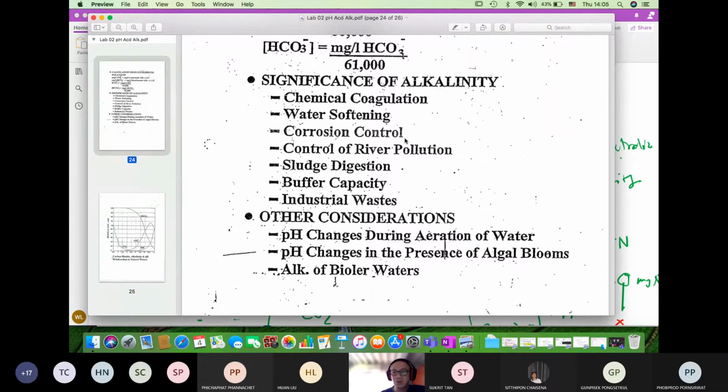For corrosion control, alkalinity is the natural buffer system. If the water contains a certain amount of alkalinity, then we are sure that the corrosion can be prolonged. Like the pipe, if we can use it for just 2 years, then if the water contains some amount of alkalinity, in that case, maybe we can prolong the corrosion time.